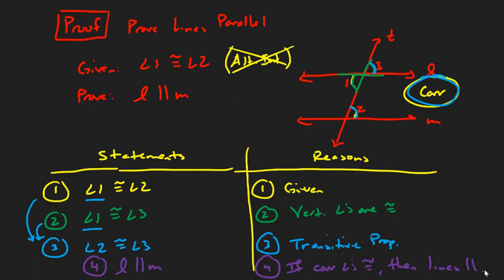A lot of students want to use corresponding angles as the reason in step 3. That is not why the angle 2 and 3 are congruent. The angle 2 and 3 are congruent because of what you said in steps 1 and 2. So do not make that mistake. This must be the last reason because that is what proves the lines parallel.